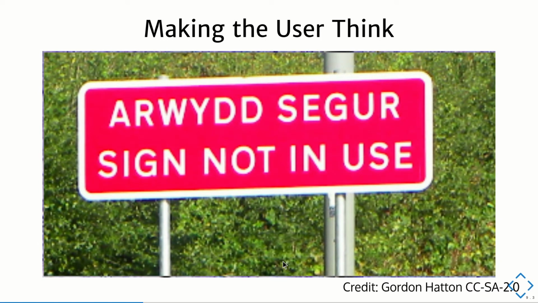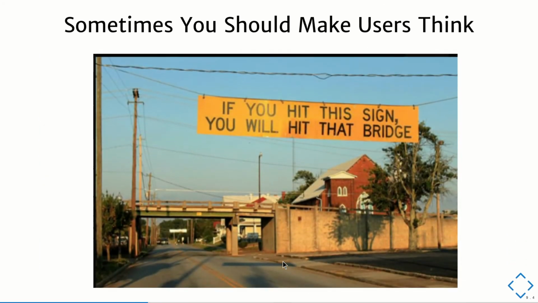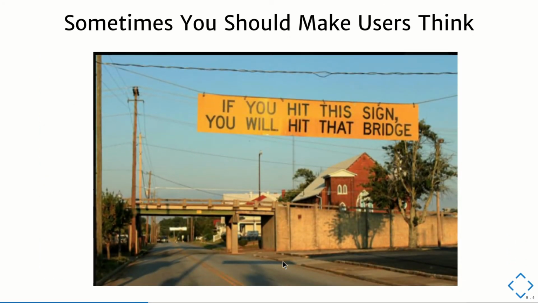Back to our examples of bad UI text and the road sign that made the user think. Well, sometimes you should make your users think. This is a road sign from near a bridge in Georgia. Imagine you're in a US semi, which in Australia I gather is called a road train.